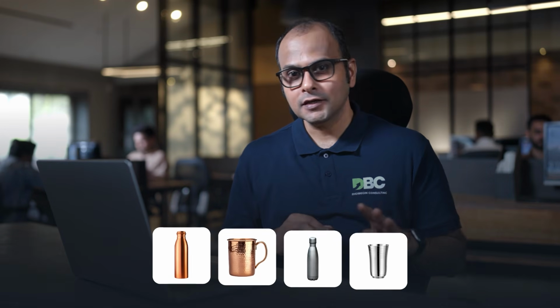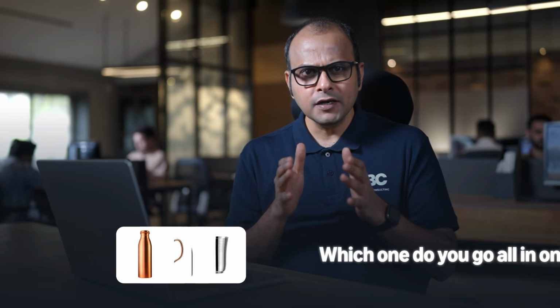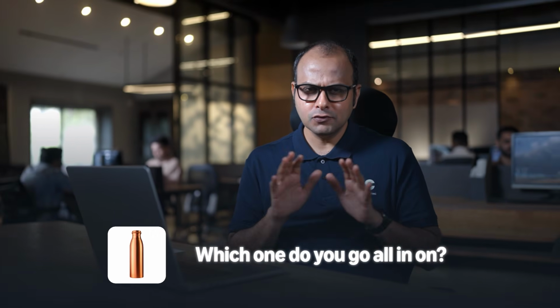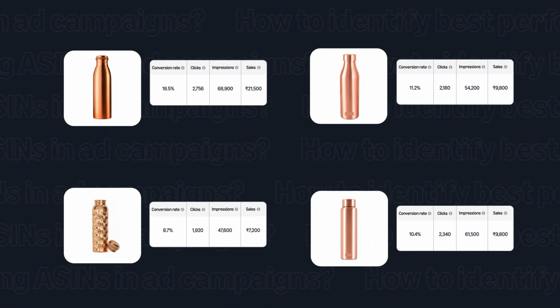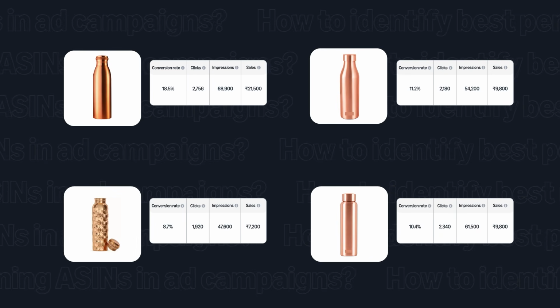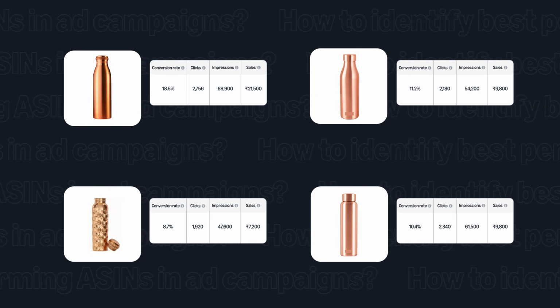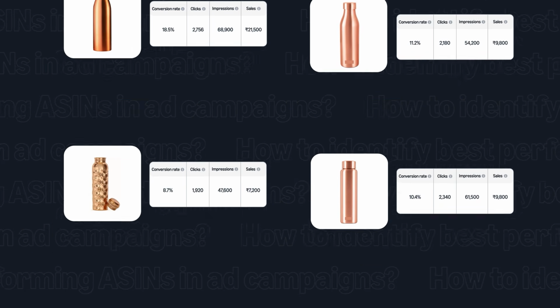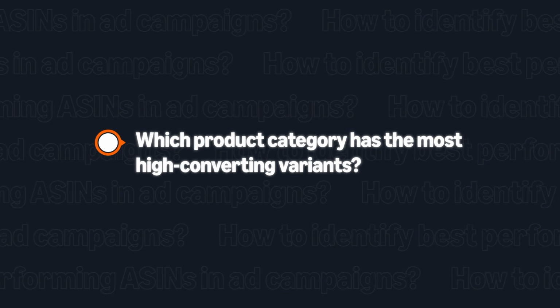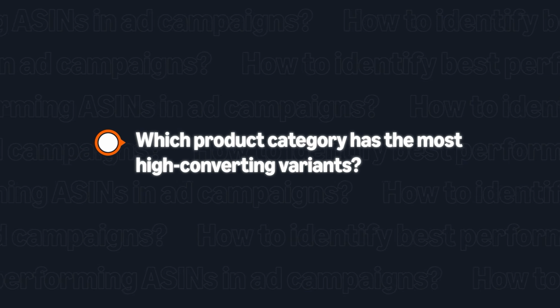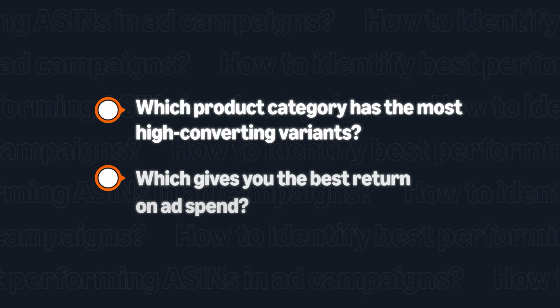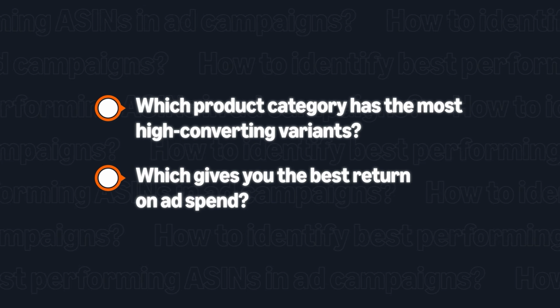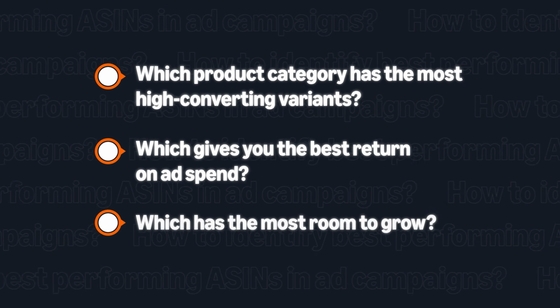Out of your 4 products in the example we took of bottles and glasses, which one do you go all in on? Zoom out a little. Look at overall performance across all variants of each product. Now answer these 3 questions. 1. Which product category has the most high converting variants? 2. Which gives you the best return on ad spend? And 3. Which has the most headroom to grow? And I suggest you focus on that product.